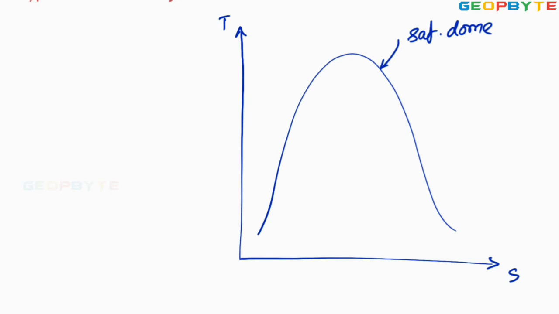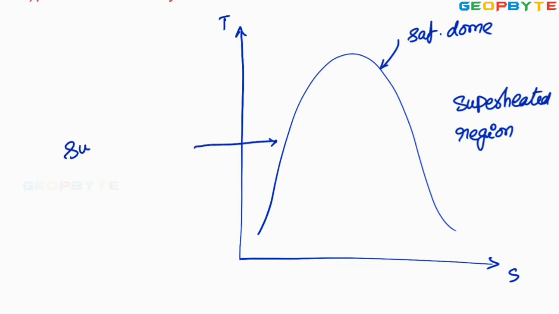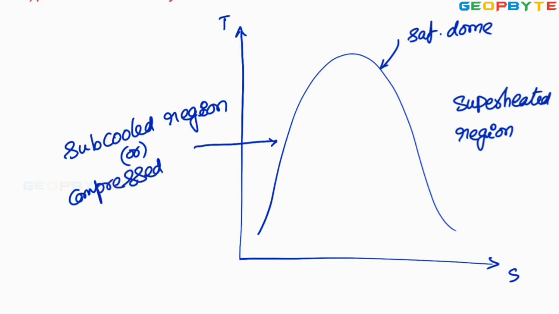The region right to the saturation dome is the superheated region. The region left to the saturation dome is the subcooled region. This subcooled region is also called the compressed liquid region.